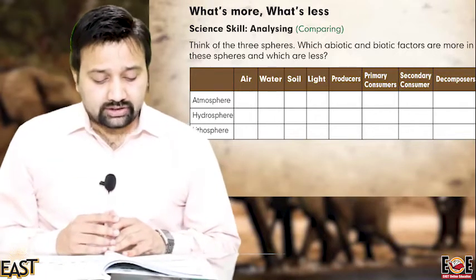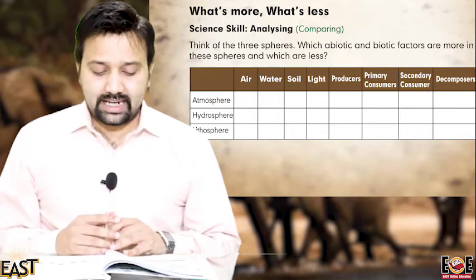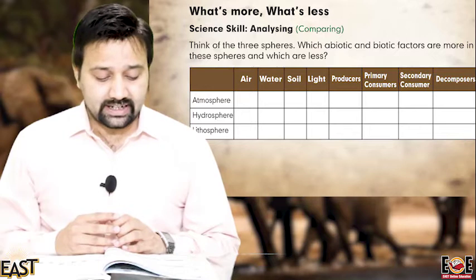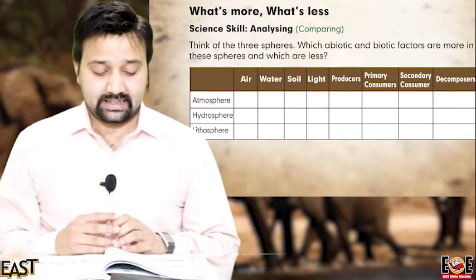Think of the three spheres. Which abiotic and biotic factors are more in these spheres and which are less?